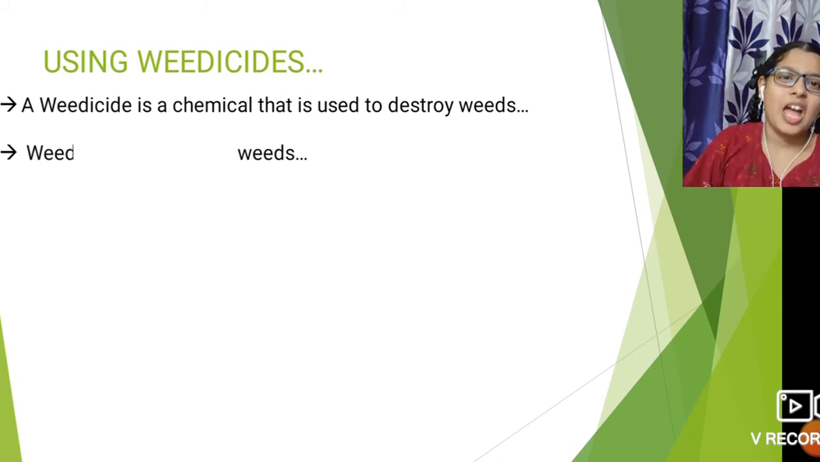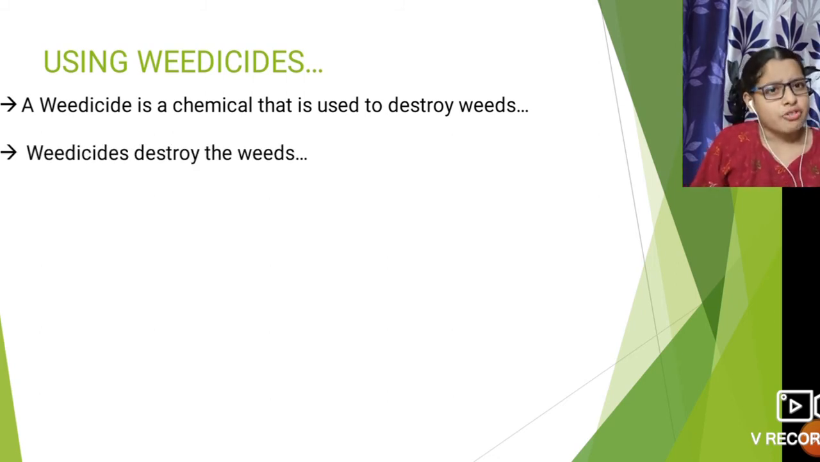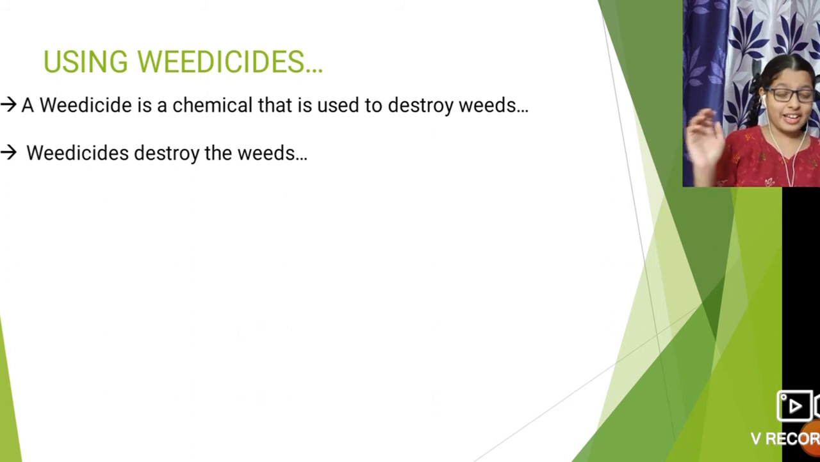So weedicides destroy the weeds. If the farmers apply weedicides, the chemical substances, onto the weeds, these weeds can be destroyed.